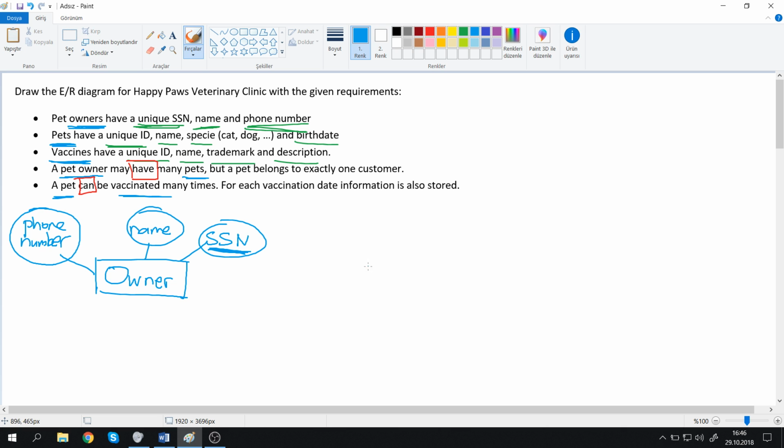We have pets. So the entity name is pets. They have a unique ID. From the unique part, I understand that it is the primary key. If it didn't mention that it was unique, then I would need to somehow create or find some primary key for this entity. So for each entity, we should have a primary key. So they also have name, species.